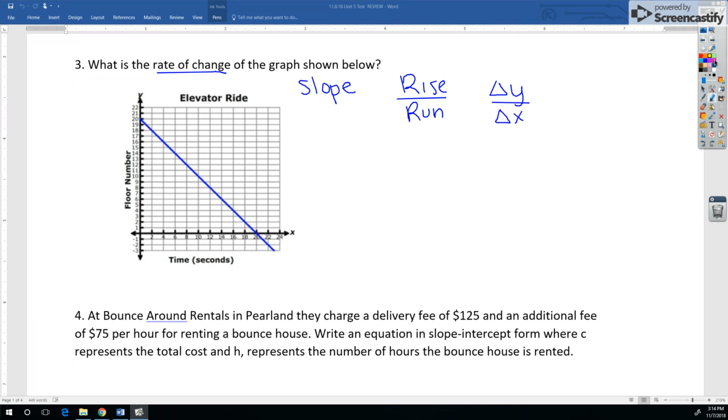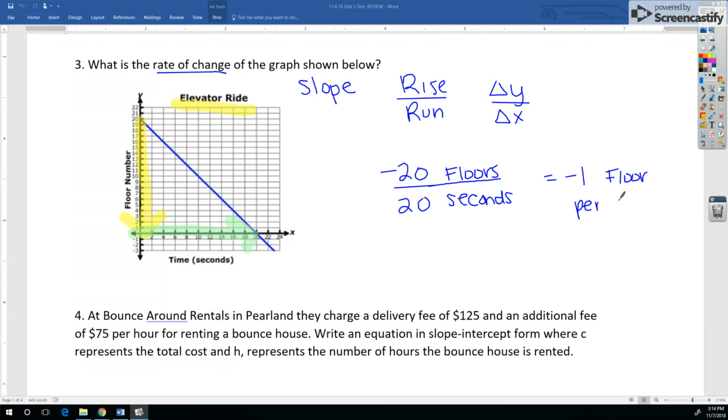So as I'm looking at my graph, I notice it's going down from left to right. And this is the elevator ride. So we're going down 20 floors, and we are going to the right 20 seconds. So we go down 20 floors in 20 seconds. Simplifying that fraction, -20 over +20 is just -1. So it means we're going down 1 floor per second. That seems pretty fast.